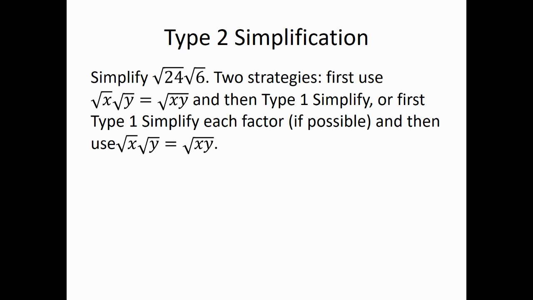All right, now, let's look at type 2 simplification, where we have a product of radicals. In this case, the root of 24 times the root of 6. Now, there are two strategies that you could pursue, two ways that you could go about this. You could start with the property that the square root of x times the square root of y is the square root of xy, and then do some type 1 simplification work, that is, where we look for perfect square factors. Or you could type 1 simplify both root 24 and root 6, that is, look for perfect square factors in each, and then use root x times root y equals root xy.